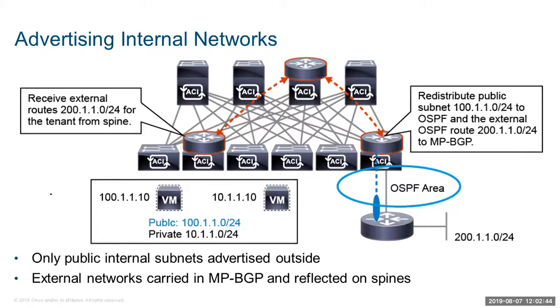I will just summarize what I just said. As soon as I enable a route reflector, MP-iBGP is automatically enabled between all the leaves and the spines that are configured as the route reflector.